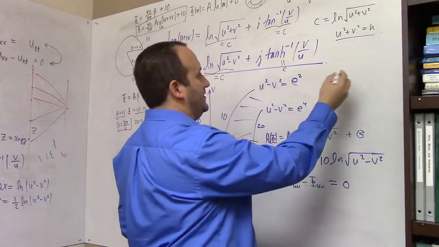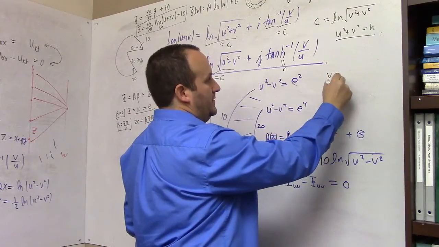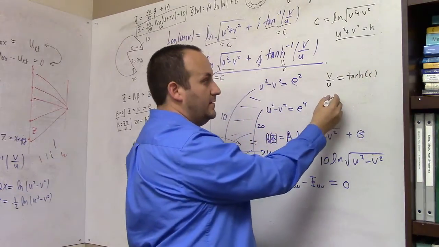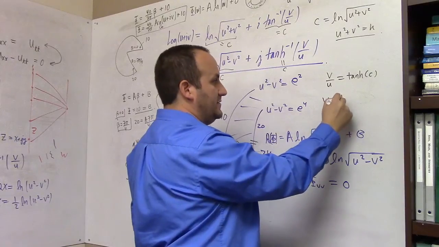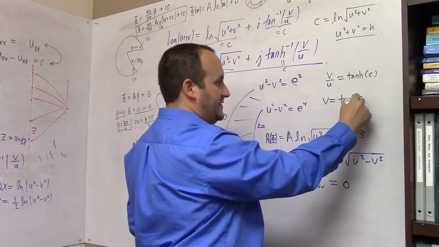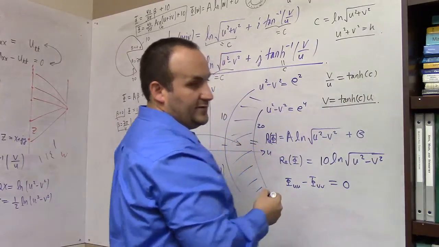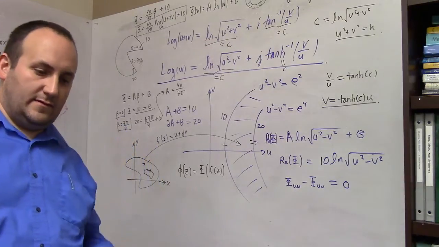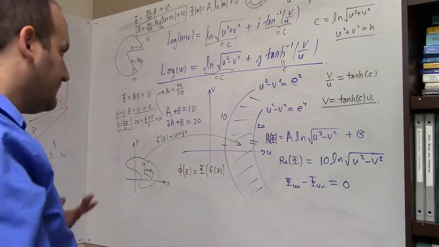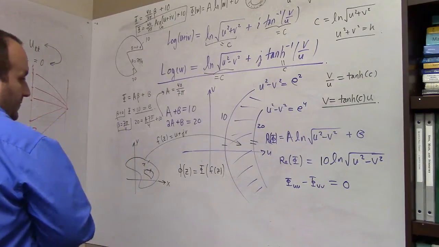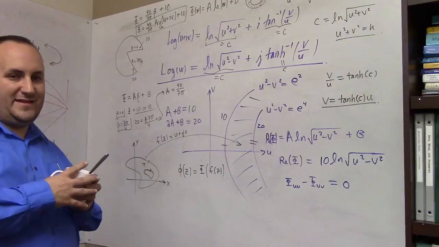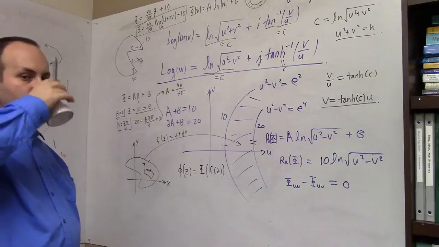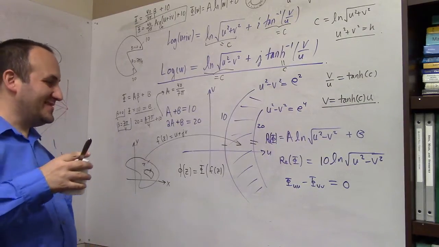It's kind of interesting, right? We get v over u equals the hyperbolic tangent of c, which is again a constant. So in other words, we get v equals the hyperbolic tangent of some constant times u. So that's another solution to the wave equation, phi uu minus phi vv. It's pretty obvious that that solves it, right? The second derivative is 0, but.